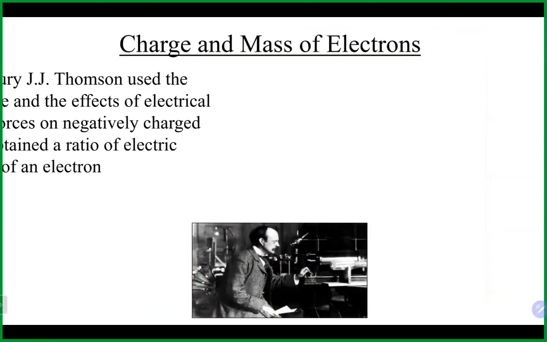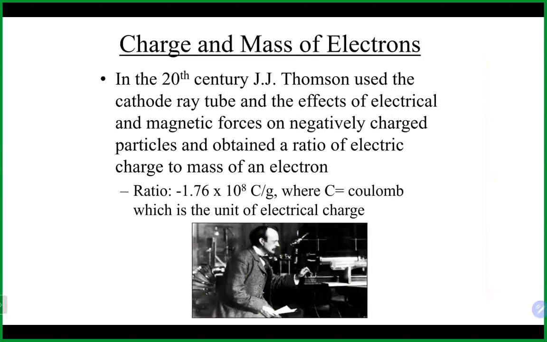All right, so one of the major experiments that came out for electrons using this cathode ray tube was done by a guy named Thomson. There he is staring at his cathode ray tube. And he did a lot of work with the cathode ray tube. And basically what he was able to determine out of his use of the cathode ray tube was the electrical charge to mass of an electron.